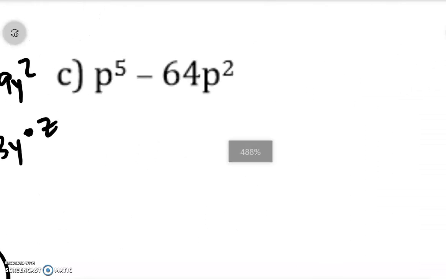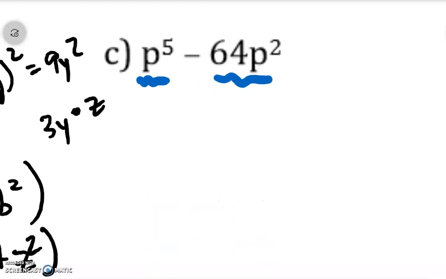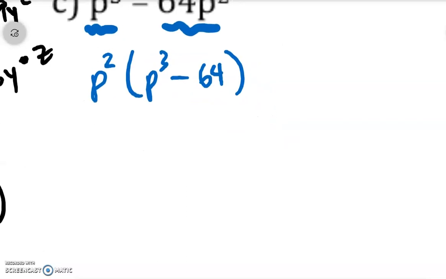Let's try another one here. Notice how on this one we have a GCF. We should be looking for a GCF every time, no matter what. So they both have a factor of p squared. So I'm going to factor out a p squared, which gives us p cubed minus 64 when we do that. Well, now we're going to have a difference of two cubes. P cubed is a perfect cube, and 64 is a perfect cube.